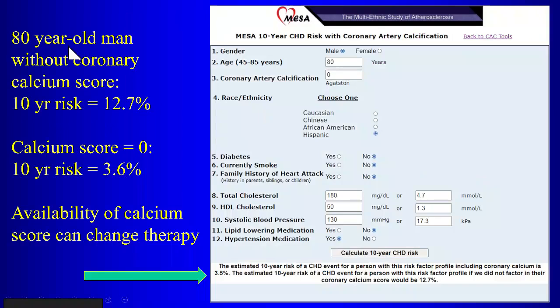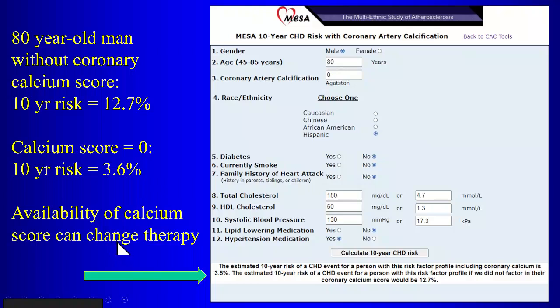So here we have an 80-year-old man with a 0 calcium score, without coronary calcium. I'm sorry. If you have an 80-year-old man and you haven't scored the calcium, just putting in their risk factors, their 10-year risk is 12.7%. If we put in a calcium score of 0, the 10-year risk drops to 3.6%. Okay? So this does affect management. It affects how you're looking at risk in these patients. So the availability of the calcium score changes the therapy in terms of what you would offer these patients.